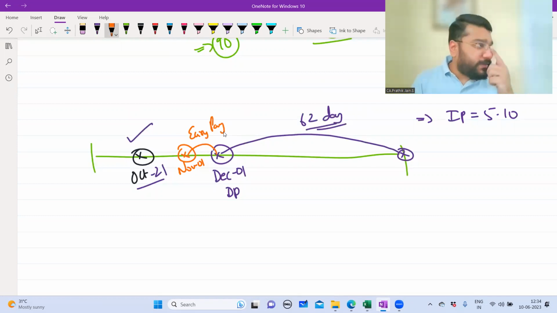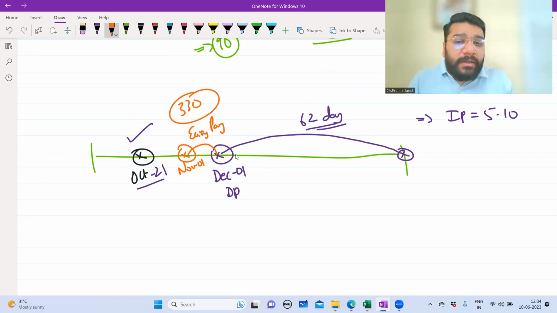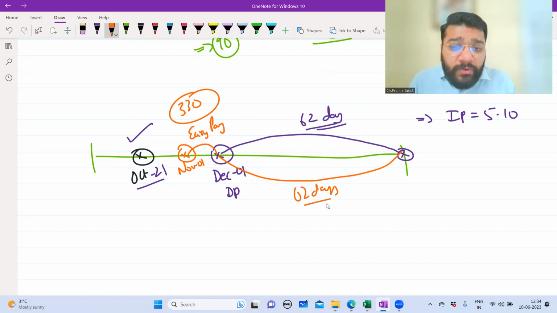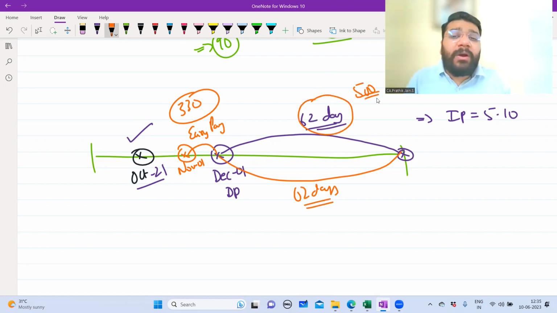Now you have to do 2 things. One, you calculated on this 330 rupees delayed payment. So for this period, you have to reverse the interest. For 62 days, you said that 500 rupees you will not pay on the due date. Hence, there's a delay of 62 days. Therefore, on this 500 rupees, you have calculated interest. But can I say out of this 500 rupees, 330 rupees is paid? Not on due date, 1 month before due date.